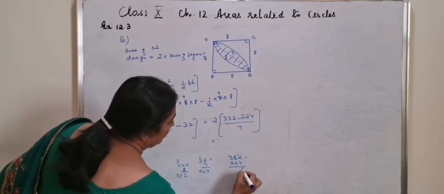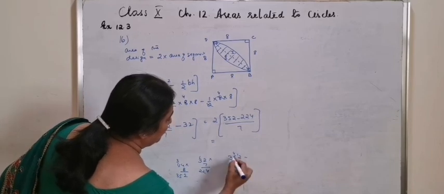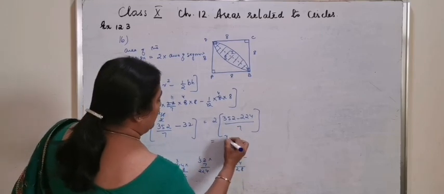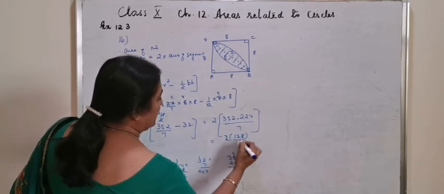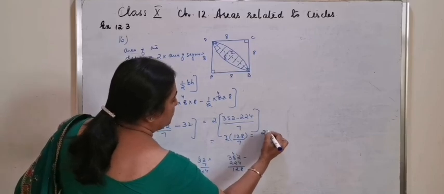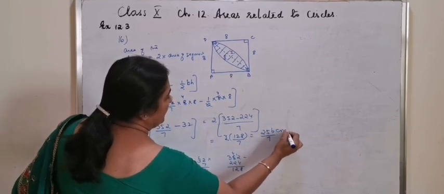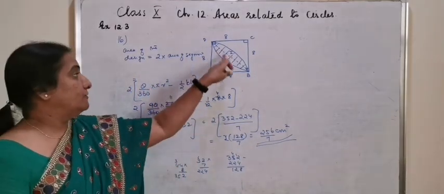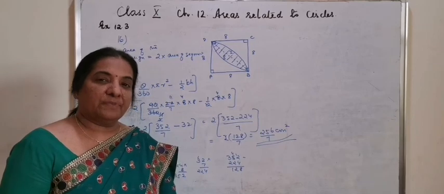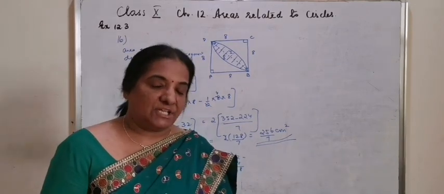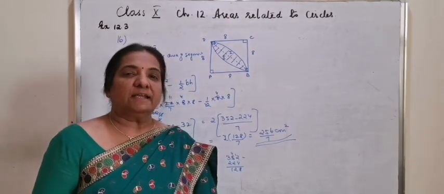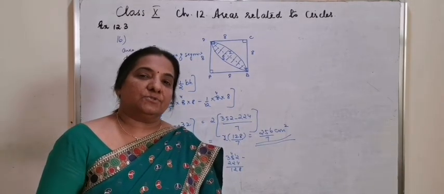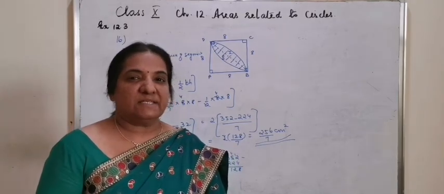Which is 2 into 128 by 7, or 256 divided by 7 centimeter square. That will be the area of the design which is shown in the picture. So this completes chapter 12, area related to circles. The last exercise is very important. 2 or 3 questions can be asked from this exercise.